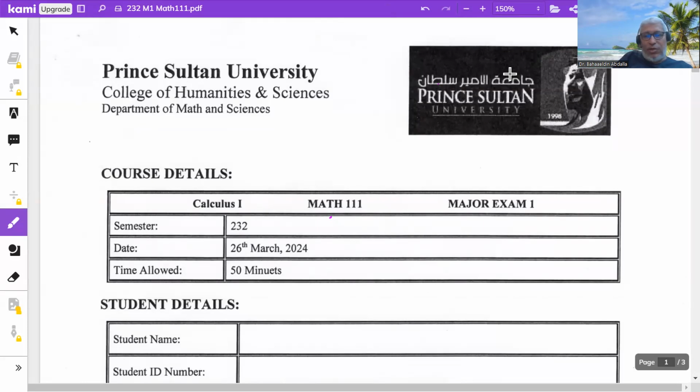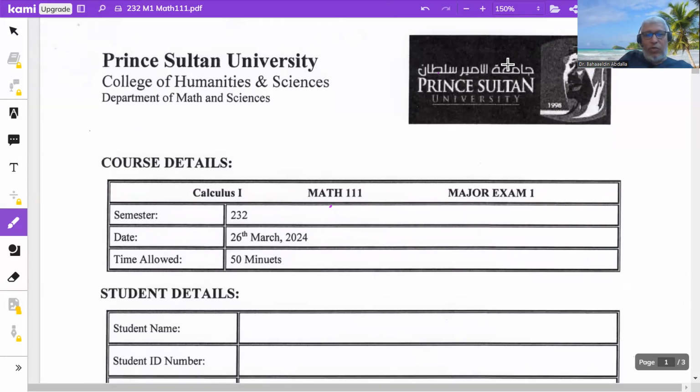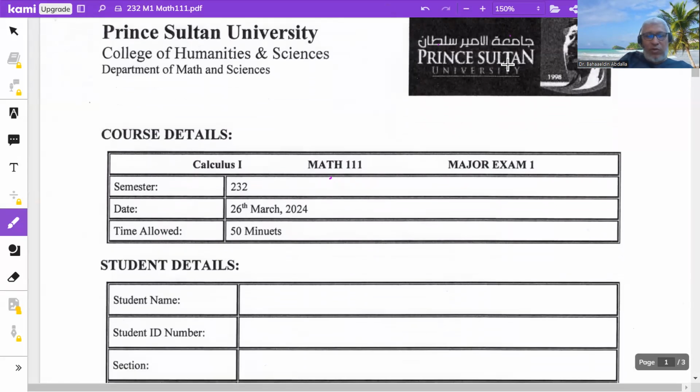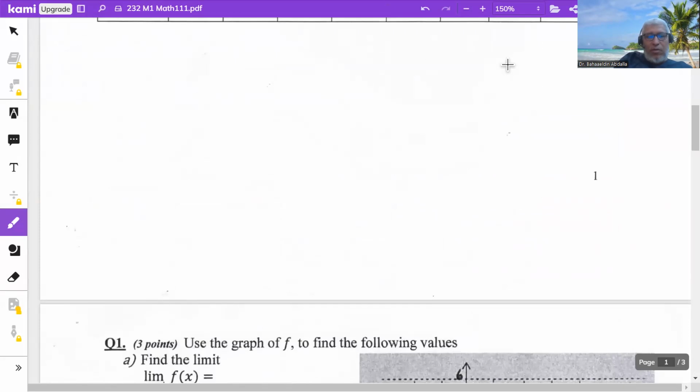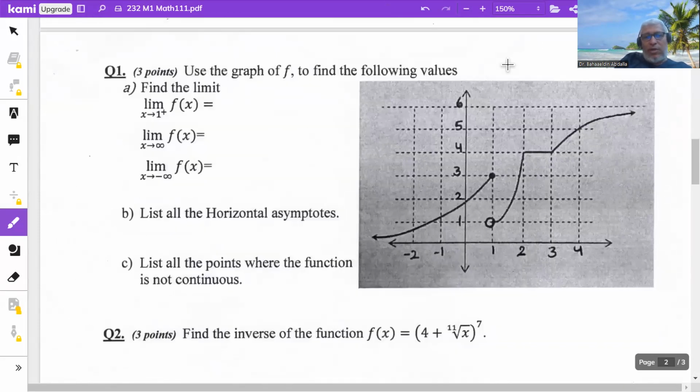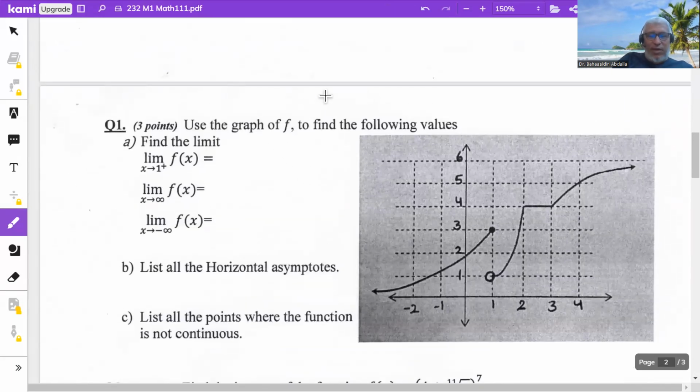This is Major 1, Math 111, Term 232. Let us have a look at the major and solve it together. The first question, there is a graph given, and there are some questions about it. Use the graph of f to find the following values. Find the limit. What is the limit of f of x when x approaches 1 from the right?